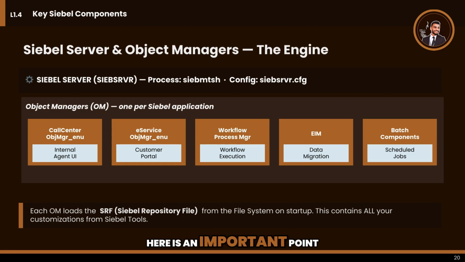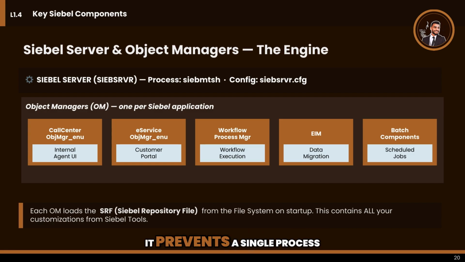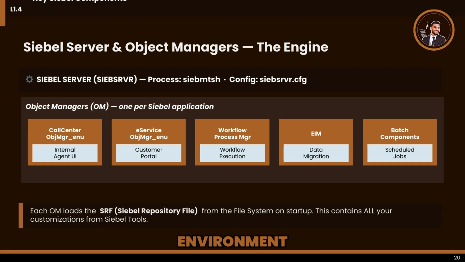Here is an important point about resilience. If one object manager crashes, only the users connected to that object manager are affected, while object managers on other servers continue running normally. This is by design. It prevents a single process failure from bringing down the entire environment.